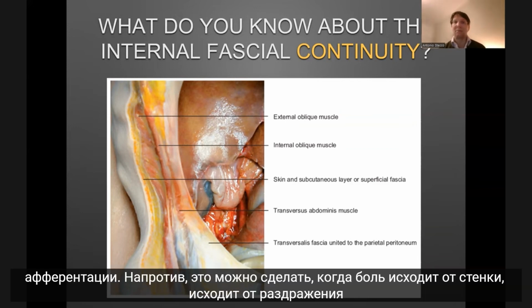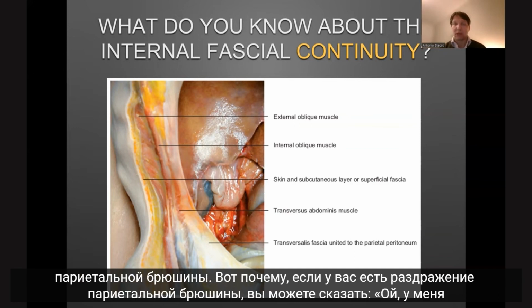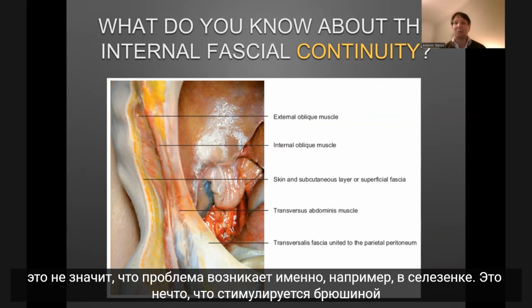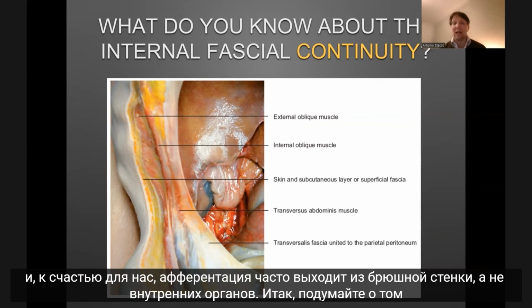At the opposite, this can be done when the afference comes from the wall, from the stimulation of the parietal peritoneum. So if you have a stimulation of the parietal peritoneum, you can say, oh, I have pain, it's a shooting pain at the level of the liver. I have a shooting pain at the level of the spleen. But that doesn't mean that it's the spleen that is generating the problem. It's something that is stimulating the parietal peritoneum. And lucky for us, a lot of the time it comes from the abdominal wall rather than the visceral organ.